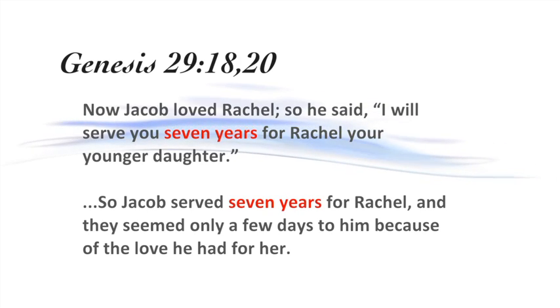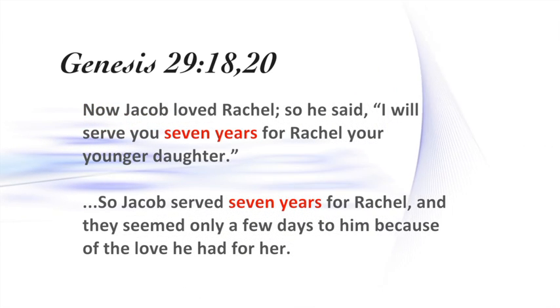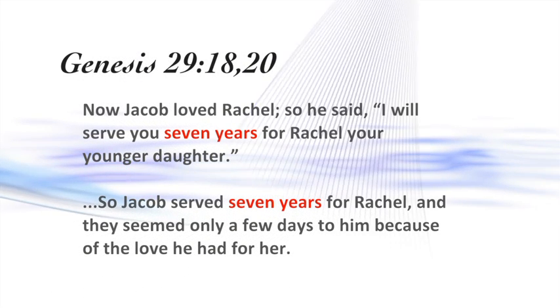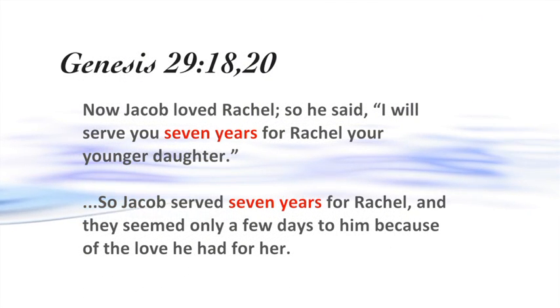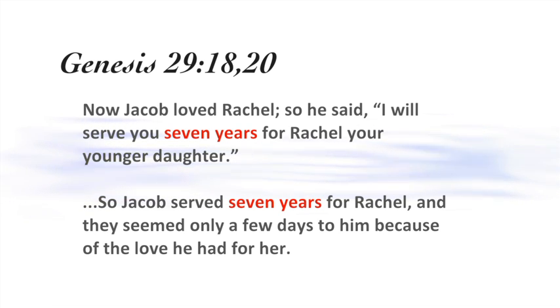You see, when Jacob fled to Laban in Paddan Aram, he served Laban for 14 years in order to marry his 2 daughters, Rachel and Leah. And he worked 7 years for each. First, he worked 7 years for Rachel. It says in Genesis 29:18 that Jacob loved Rachel. So he said to Laban, "I will serve you 7 years for Rachel, your younger daughter." So Jacob served 7 years for Rachel, and they seemed only a few days to him because of the love he had for her. That's Genesis 29:20.